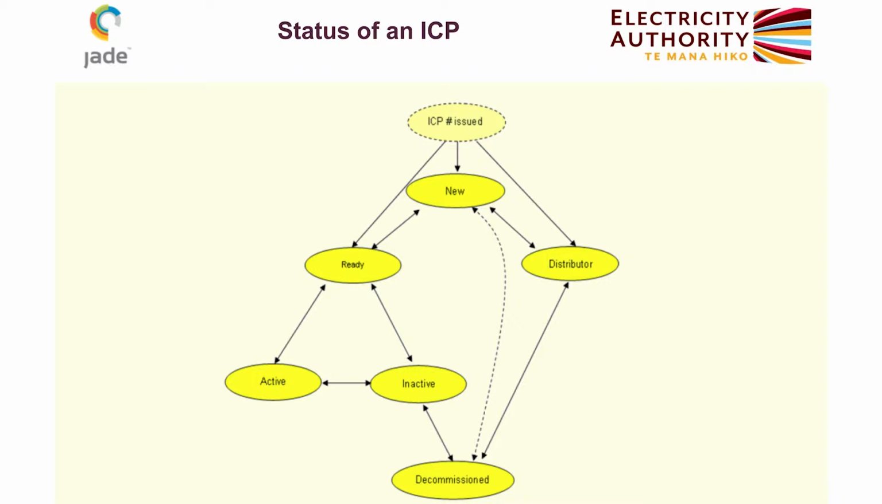And the trader enters in information, nominates an MEP, and they can supply all the information, and they can put that ICP into either an active or an inactive state. If they make the ICP inactive, then they have to give a reason for why the ICP is inactive. And finally, in the life cycle, ICPs can be decommissioned.